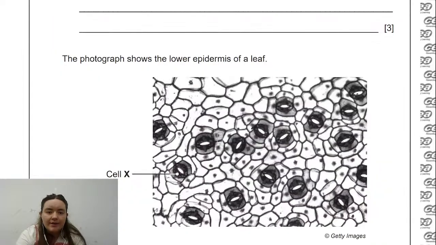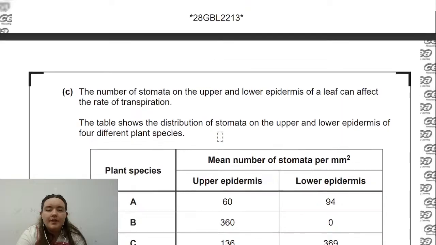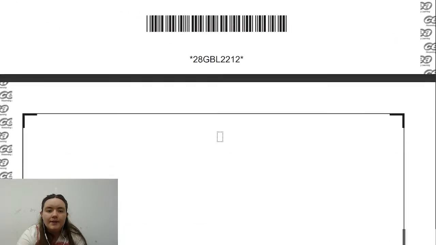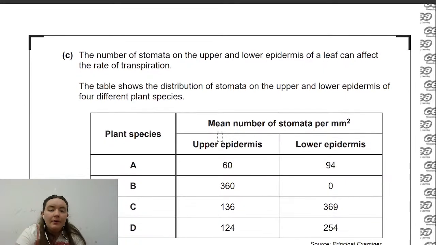Right, so back to the paper. Oh, there's part C of 5. Whoopsies. Oh well, we'll do part C of 5 now. The number of stomata on the upper and lower epidermis of a leaf can affect the rate of transpiration. The table shows the distribution of stomata on the upper and lower epidermis of 4 different plant species.